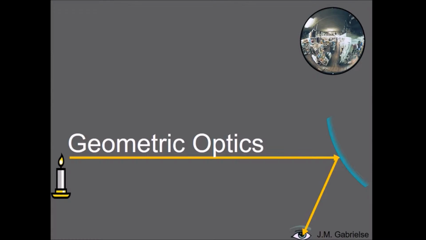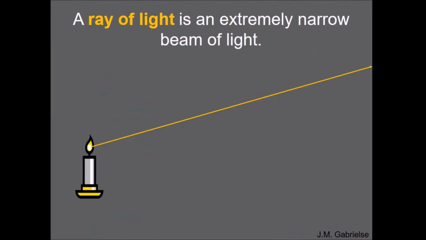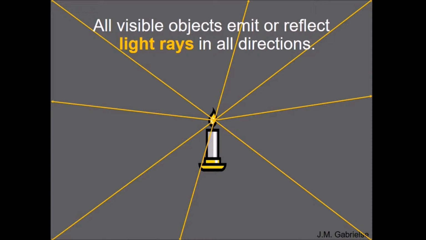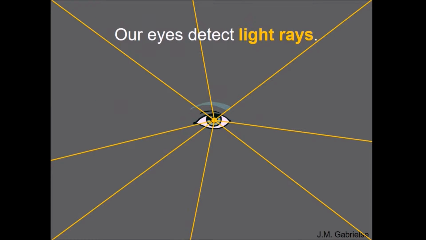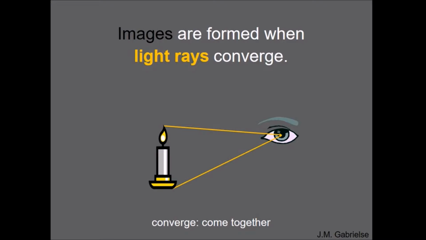So let us talk about geometric optics, and this is all we are going to see. A ray of light is an extremely narrow beam of light, and all visible objects emit or reflect light rays in all directions. Our eyes detect light rays and we think we see objects. We really see images. Images are formed when light rays converge. This is how we see the image.